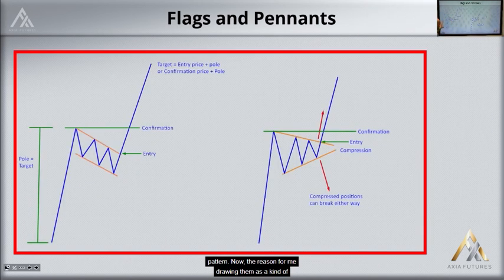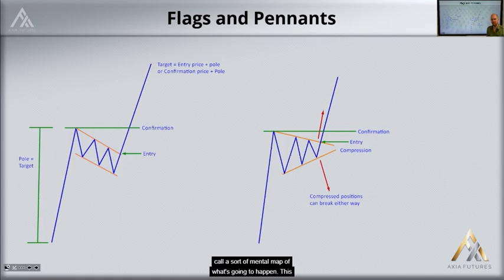Now, the reason for me drawing them in a diagrammatical form like this is so as to give people what I call a mental map of what's going to happen. This way, it makes it so much easier to spot a pattern because you're not looking at specifics of it must do this and then X number of ticks here and it must do this and this and this. You're looking for a generalized form. That way, you can work within that framework and you can see the nuances of what is going on.